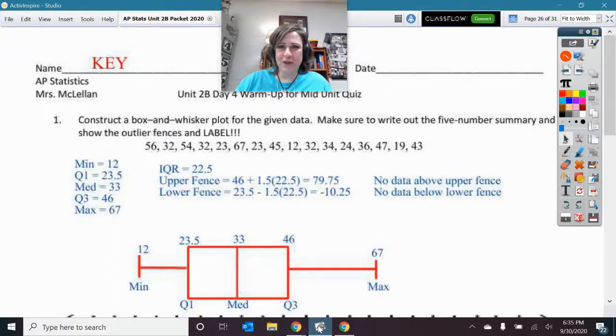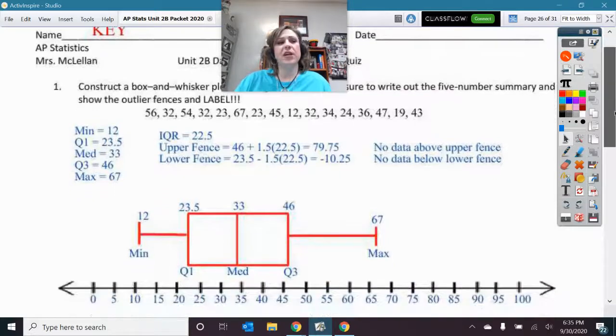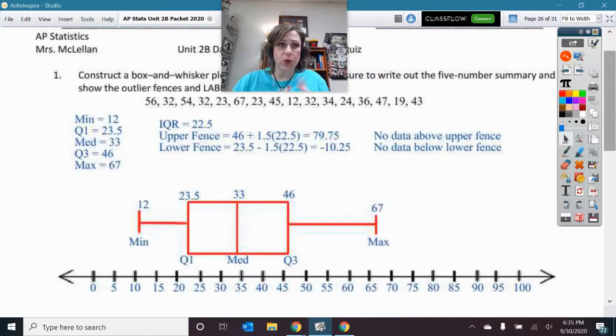All right, let's go over this warm-up before our mid-chapter quiz, our mid-unit quiz. So here we have, again, a practice with your box and whisker plot. You're making sure. Now, put this in your calculator. You go and you put this into your calculator, okay?